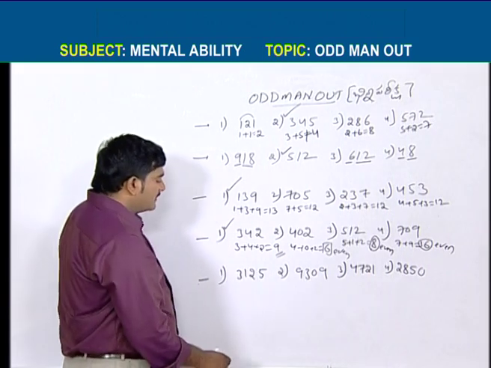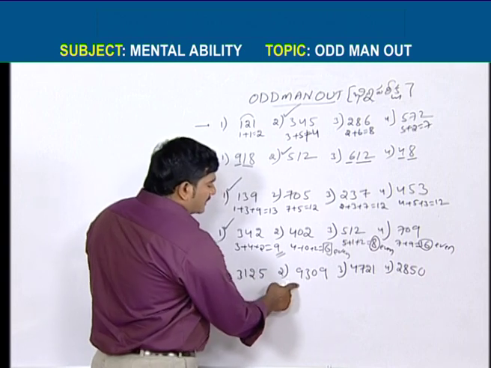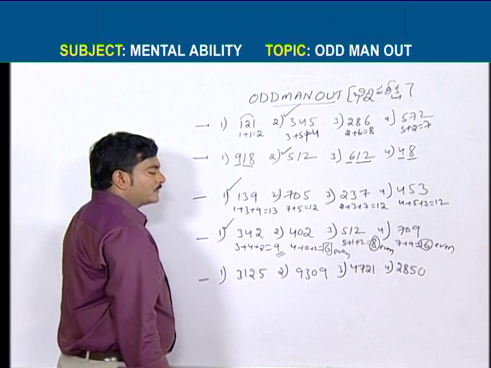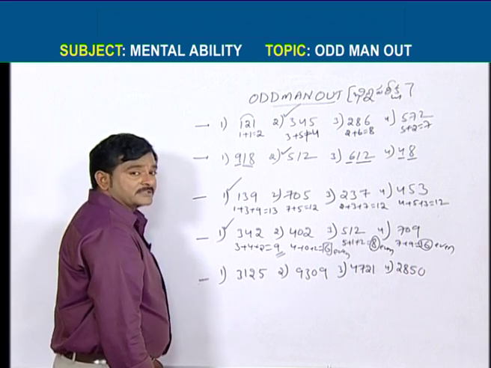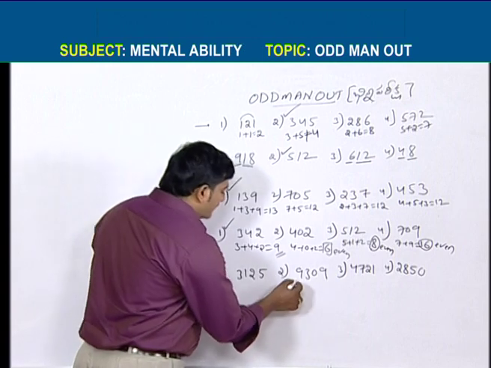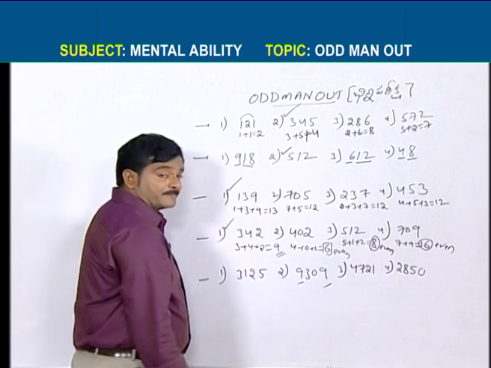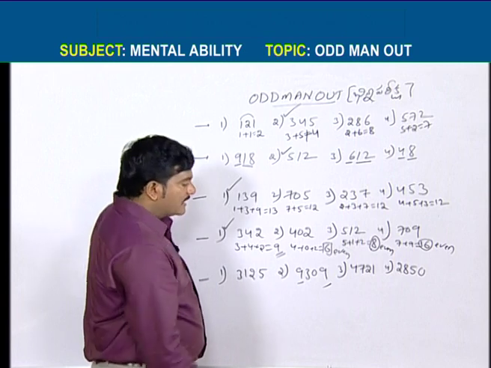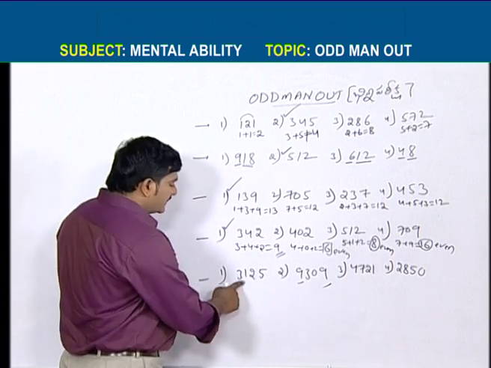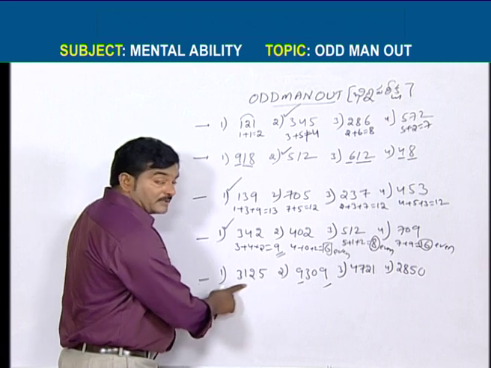See, observe this one. 3 1 2 5, 9 3 0 9, 4 7 2 1, 2 8 5 0. There is no different logic in that. The silly logic in this question is that 9 is repeated twice. In any other option, no digit is repeated. So here 3 1 2 5, is any number repeated? No.